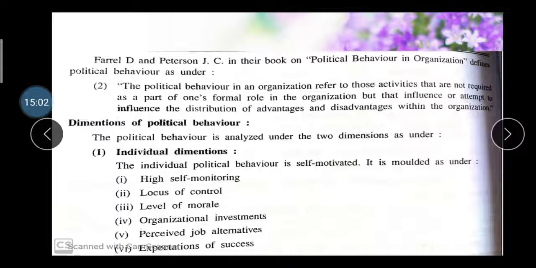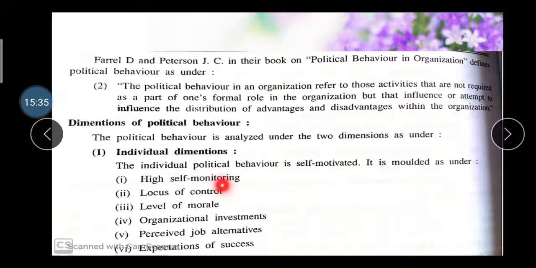So political behavior is analyzed under two dimensions. First dimension is the individual dimension. In the individual dimension, political behavior is self-motivated. Means in this dimension, there is self-motivation, so they cannot give any motivation to subordinates, peer groups and any employee. Okay, so first one, there is high self-monitoring. In that they do the work for their self-monitoring activity.